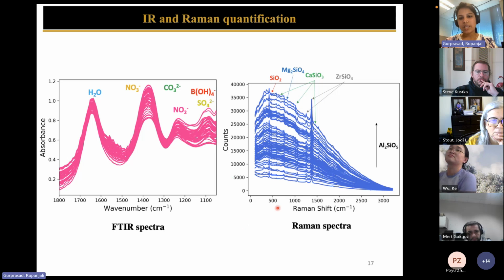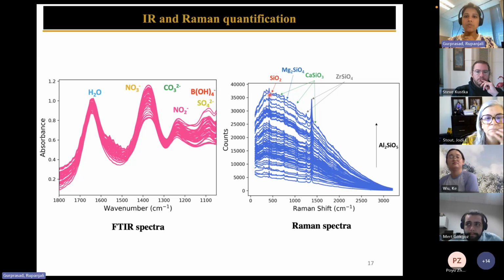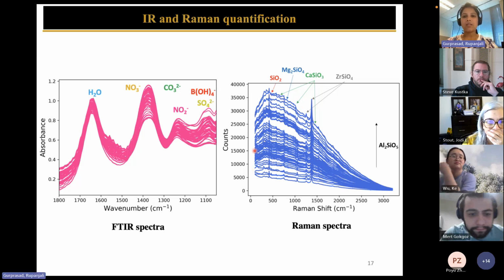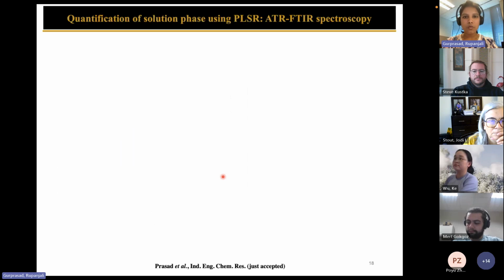However, you'll see that the Raman spectra looks a little more complicated when we compare it to the IR. Firstly, the signal has a lot of fluorescence because of the added solids. And the peaks that we see in the Raman are not as clearly evident as compared to the IR spectra. So we were a little skeptical about how good or bad the quantification would look. But let me go forward and show you how the quantification looked.